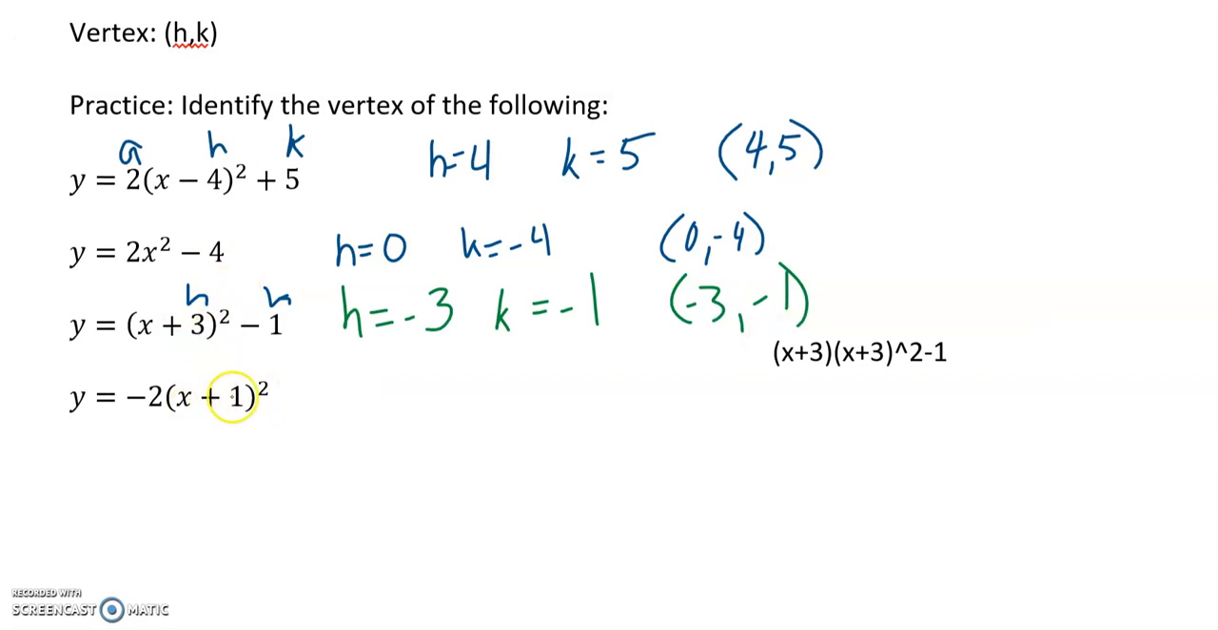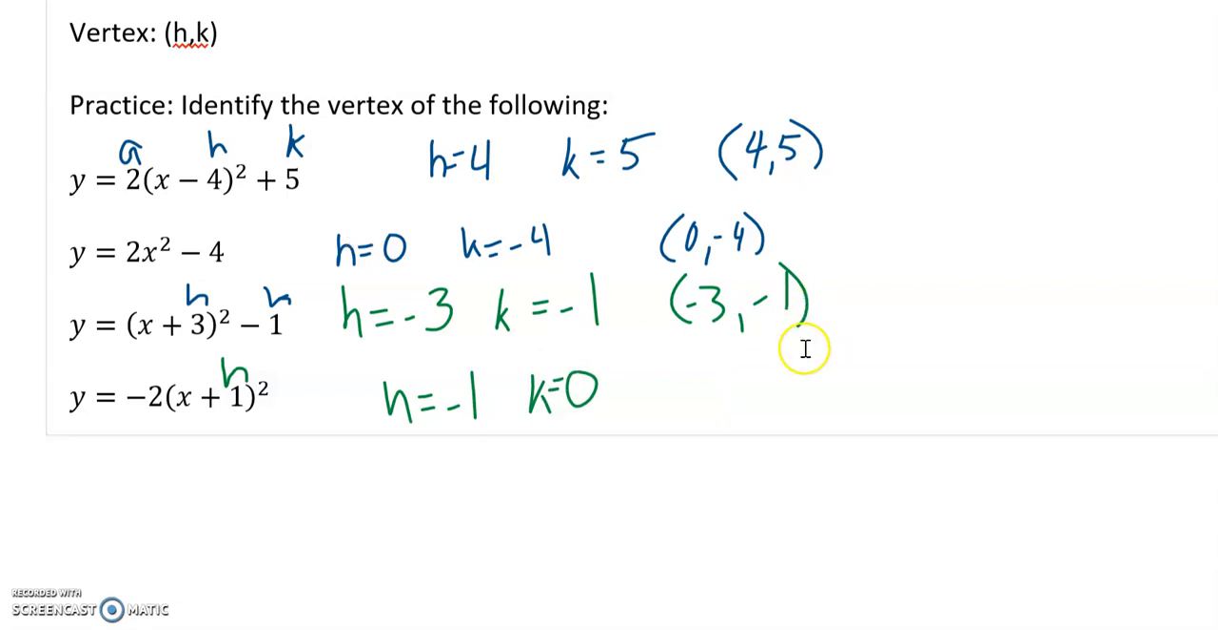So in this one, I see my part inside parentheses is still my H, but there's nothing being added or subtracted on the end. So now H is going to be negative 1 because it's the opposite sign, but K is going to be 0. If K is 0, then our vertex is negative 1, 0.